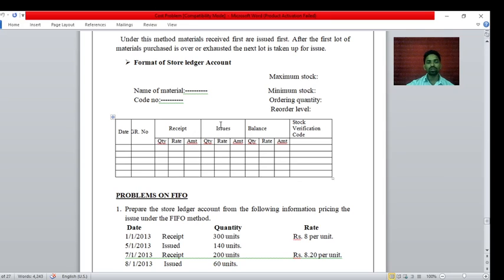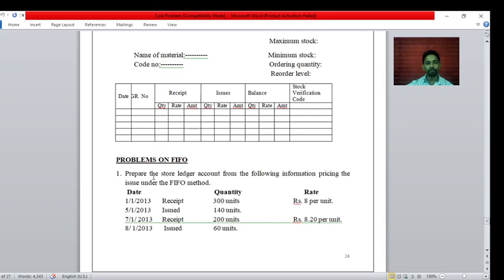Now we will see problems on FIFO. FIFO means first in first out. Whatever they take first, out of that they transfer for the production purpose. Now see problem number 1. Prepare the store ledger account from the following information, pricing the issues under the FIFO method.